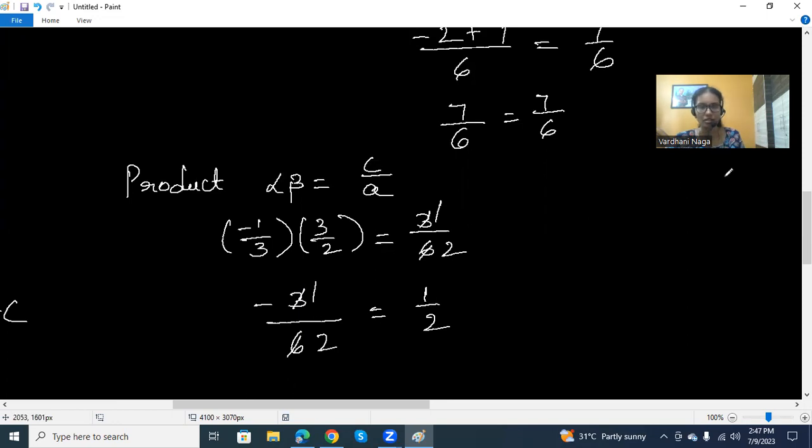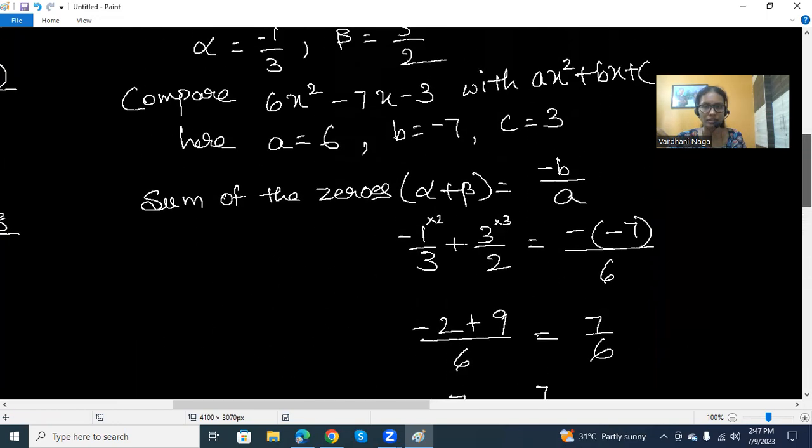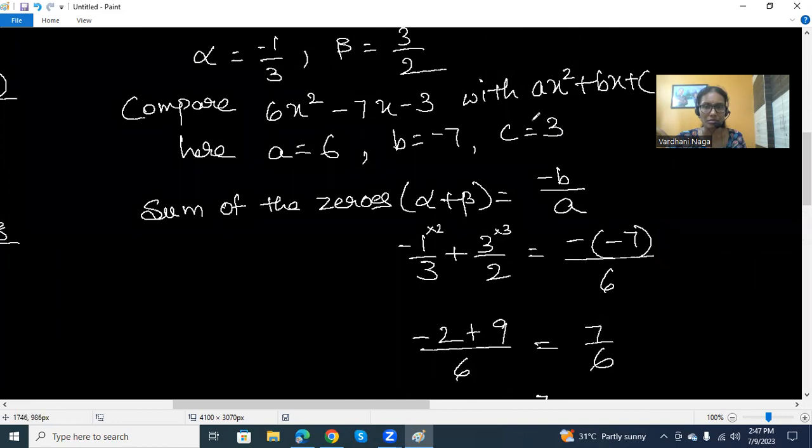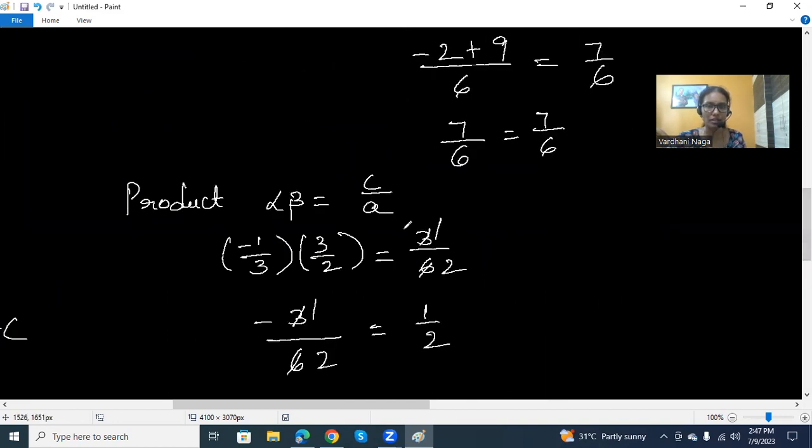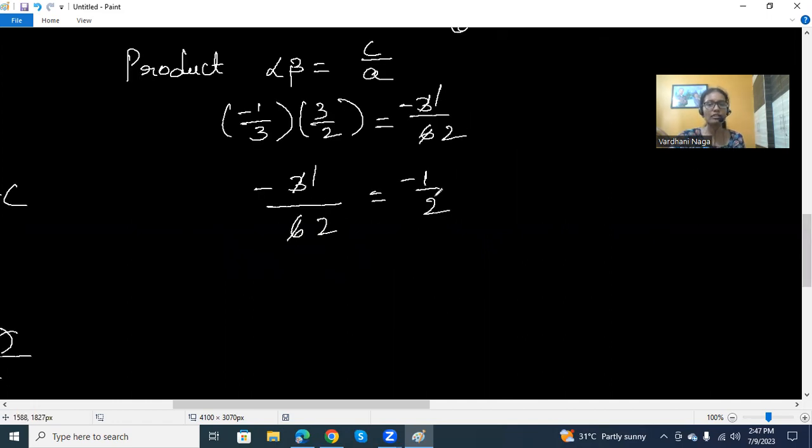C by A. C value is -3. I'm sorry, because the constant is here -3, we will get the C by A value here also as minus 1 by 2. See, LHS is equal to RHS. You should get the same answer. Then we can say zeros are verified: the sum of the zeros and product of the zeros are equal to the coefficient ratios.